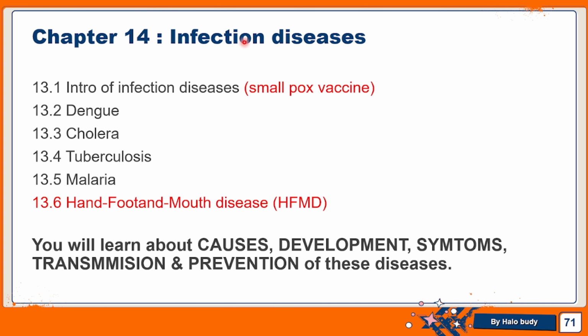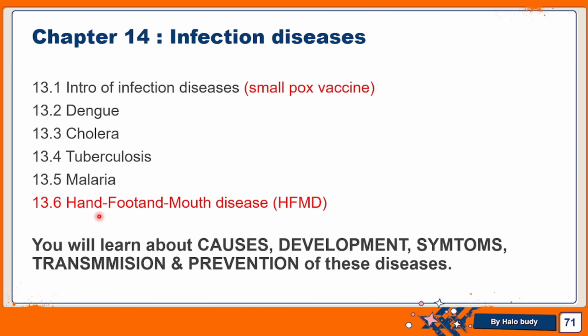Okay. So in the world there are many infectious diseases, and we do not learn all of them. You are not a doctor and also not a biomedical degree student, so you don't need to learn all. You just learn 5 diseases: dengue, cholera, tuberculosis, malaria, and also hand, foot, and mouth disease. In the old syllabus there were only four, but in the new syllabus MPM adds one more, hand, foot, and mouth disease.